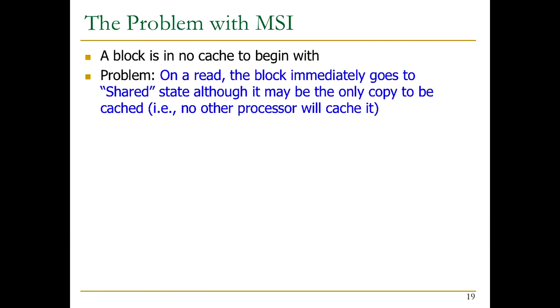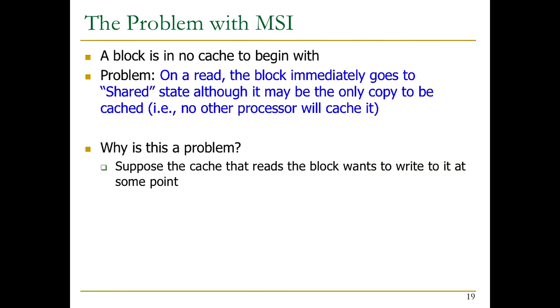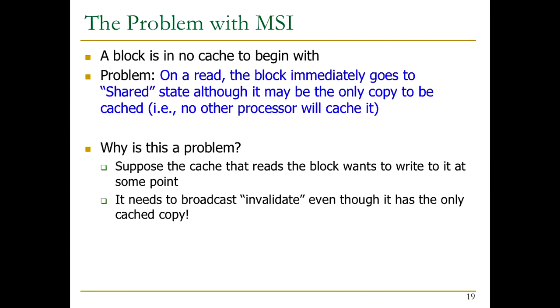See the problem with this? Basically, well, why is this a problem? First of all, suppose that the cache that reads the block wants to write to it at some point. What does it need to do? So when we read the block A, we sent out a read request to everyone else. No one else has it. We got the block. Block is in shared state. Shared means that I have the block, but somebody else may also have the block. Right? Now, if you want to write to it, even though you may have the only copy, you don't know that. So you have to broadcast an invalidate request.